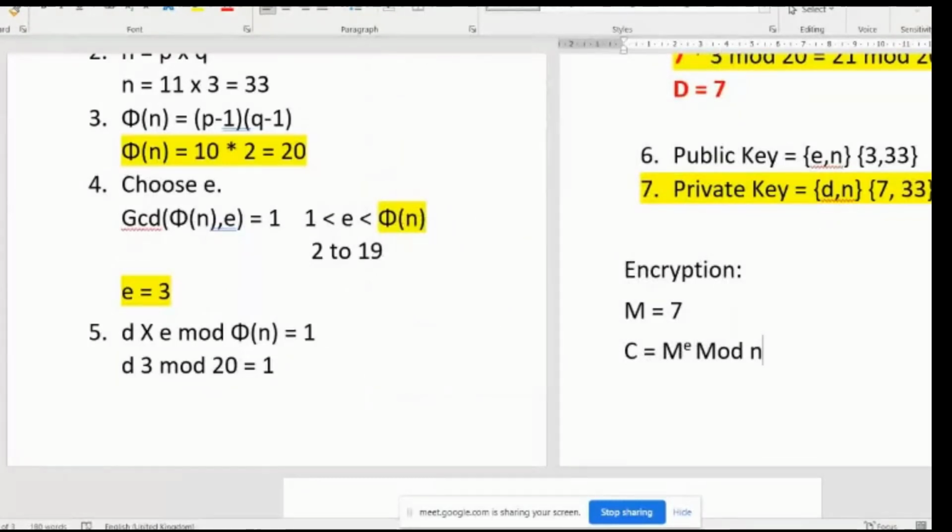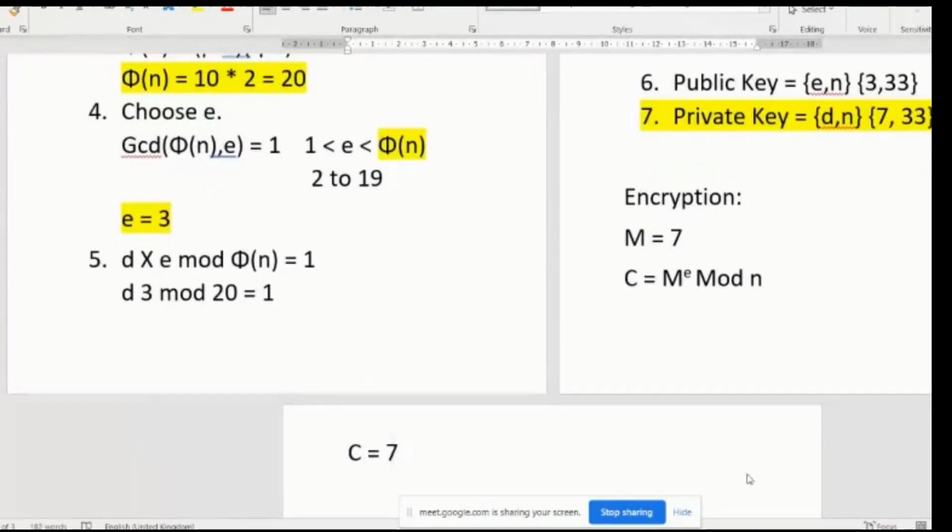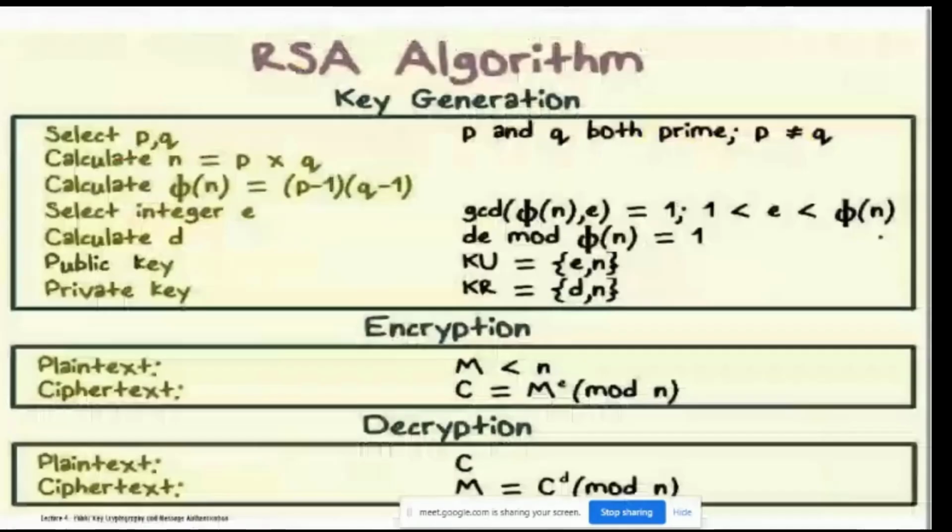Let me calculate now. So ciphertext is equal to, what is my message? My message is 7. 7 to the power of E. Where is this E available? Wait. There is something wrong.